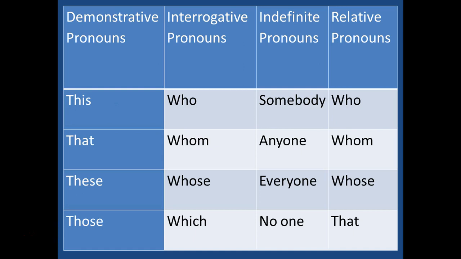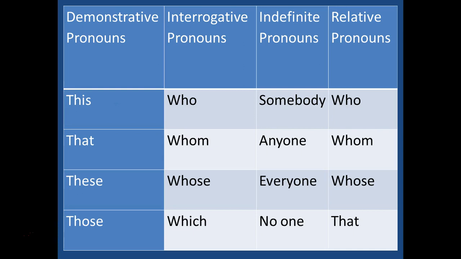Next is our interrogative pronouns. Interrogative is also known as a question mark. Where we use a question mark, it's known as interrogative sentences. Now, interrogative pronouns, the words what, which, who, whom, whose are the interrogative pronouns. They are used to ask a question.